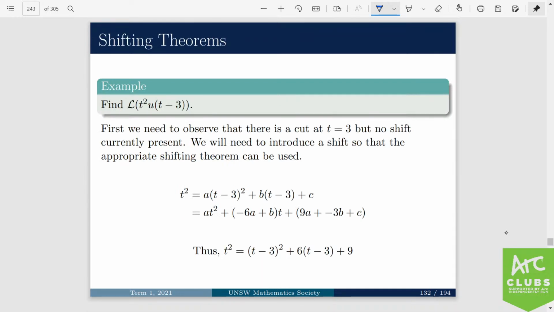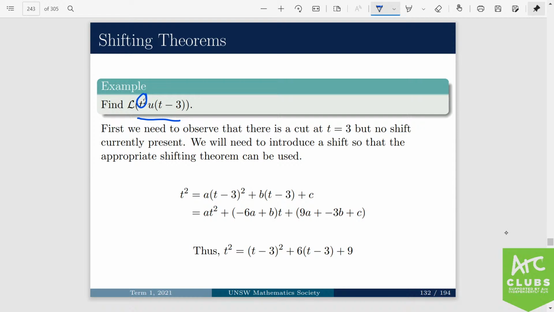Cool. Moving on. Now we're going to do some calculation. Find the Laplace transform of this function here, t squared times the Heaviside function turning on at 3. So we see that there's a cut at t equals 3, but we haven't got our shift in the corresponding function. As you know, these things have to come in pairs. So if you've got a cut, you also need a shift.